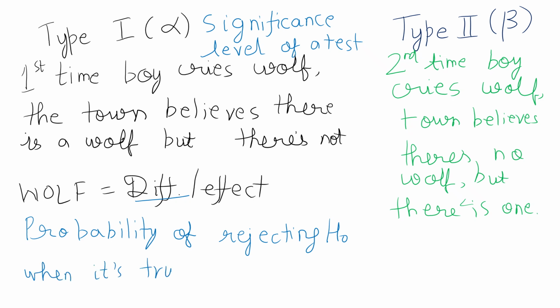That means first time boy cries wolf, the town believes there is a wolf, but there is no wolf. That means there is no difference. Wolf is difference, so there is no difference. No difference means null hypothesis. If there is a difference, it means alternative hypothesis. I hope this is clear.